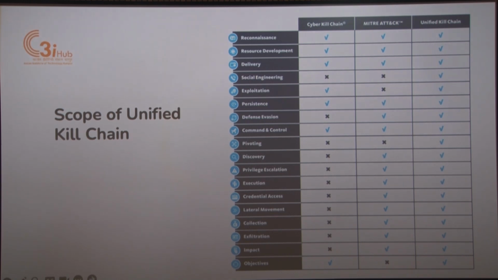So, we can see that MITRE has social engineering as a technique, not a stage or attack phase. Then exploitation, CKC has but MITRE does not. Defense evasion, CKC does not have but MITRE has. Again, from pivoting to discovery, privilege escalation, execution, credential access, lateral movement, collection, infiltration, impact, all these attack phases are not there in the cyber kill chain, but they are in MITRE ATT&CK. But there are some stages which the unified kill chain has introduced, which are neither in CKC nor MITRE, such as social engineering, exploitation, pivoting and the objective.